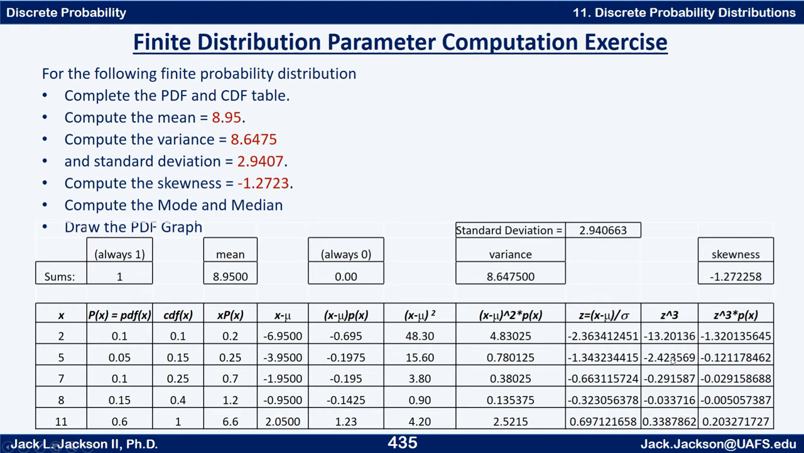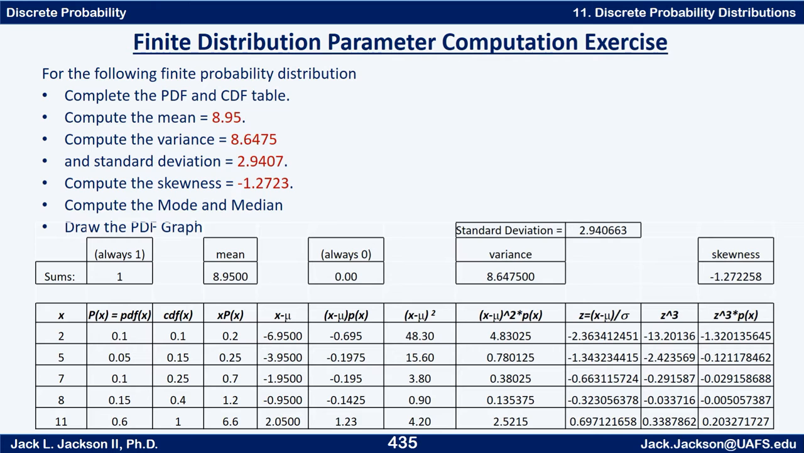0.05 times negative 2.423569 is negative 0.121178, etc. And so I did all of those, add the numbers in this last column, and that's the skewness. So with the negative skewness, we know it's skewed to the left, at least a little bit. The closer that skewness is to 0, the closer it is to being symmetric.